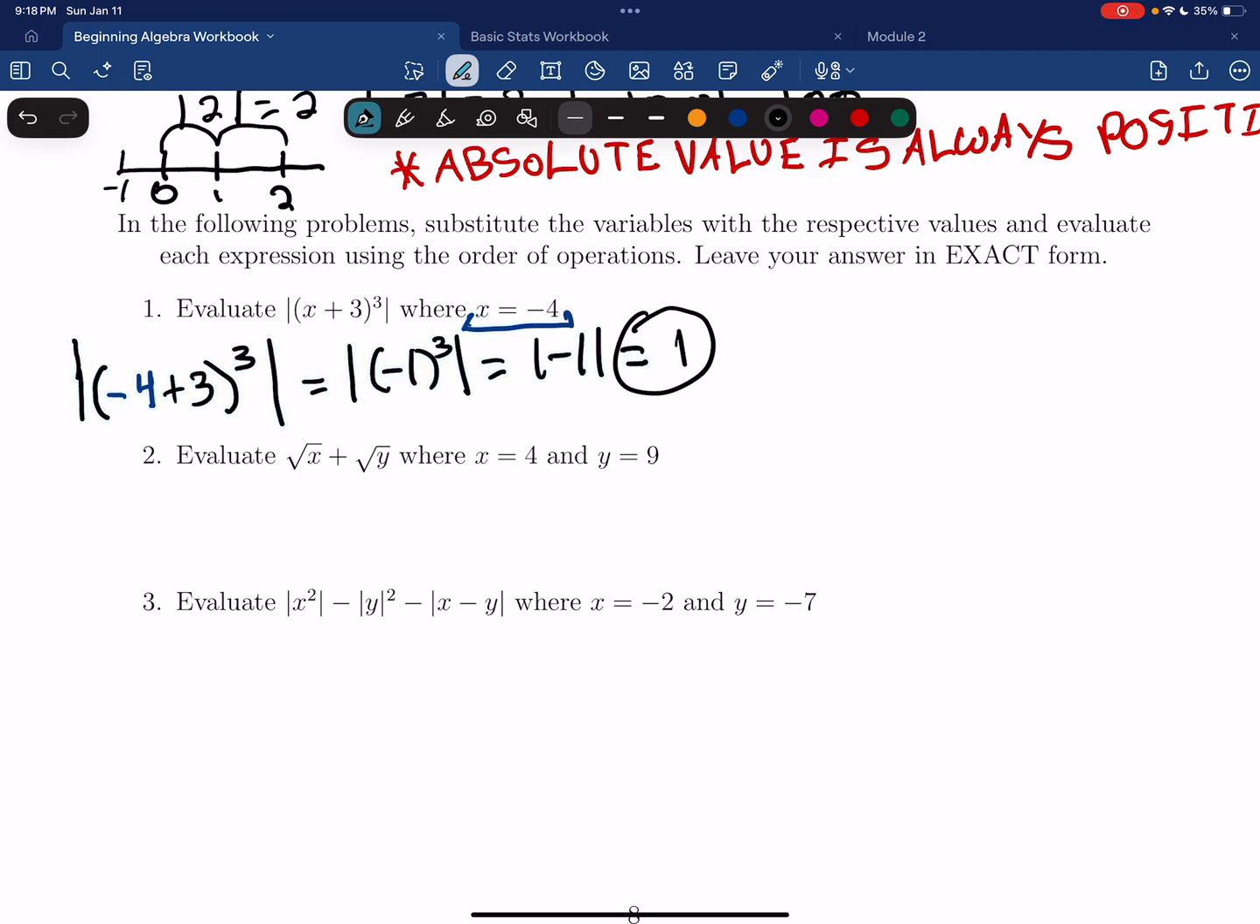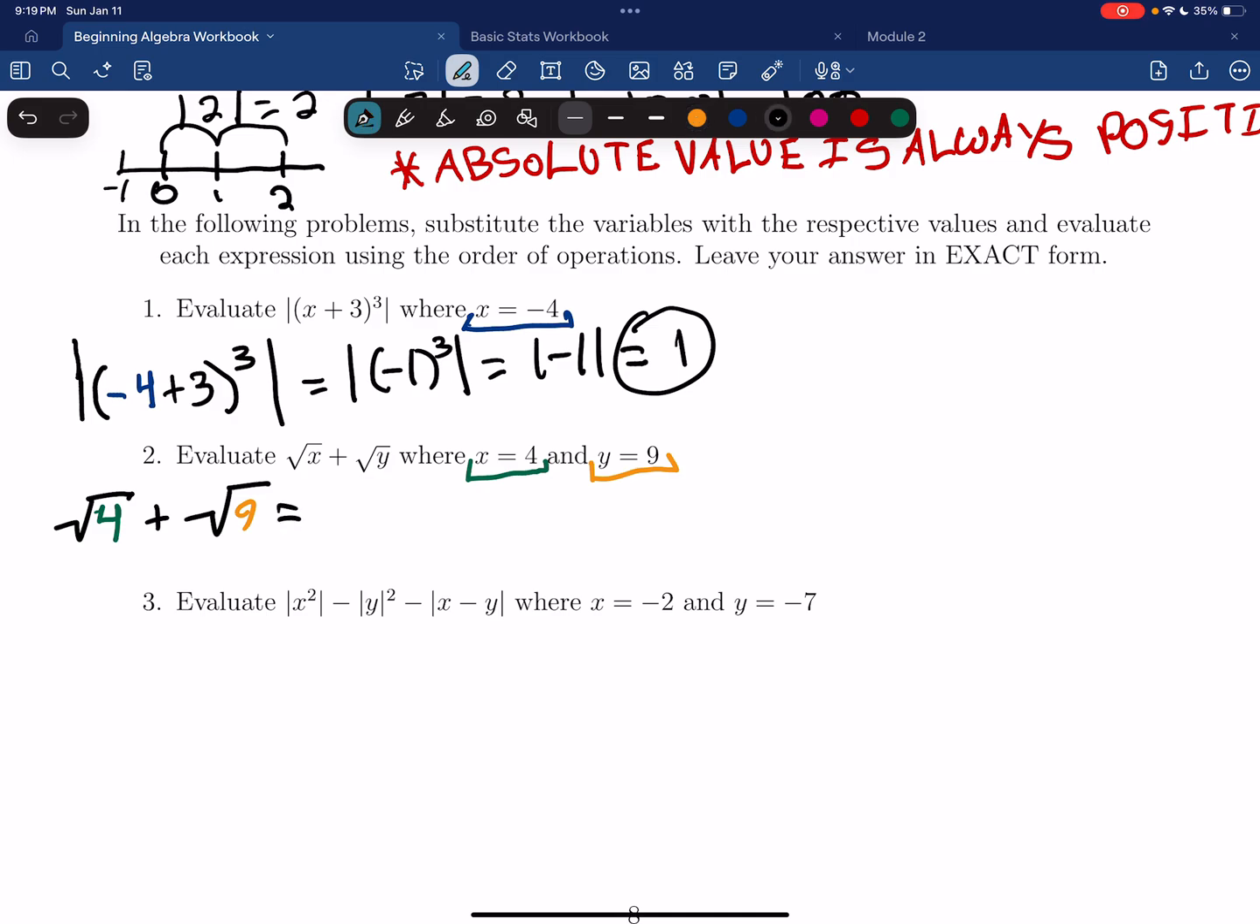Looking at example number 2, we have to evaluate the square root of x plus the square root of y, where x is equal to 4 and y is equal to 9. So let's say x is green this time, and I'm going to say y is this orange, or more like yellowish color. Okay, so we have the square root of x, which is 4. And then we're going to add the square root of 9, which is this yellowish color.